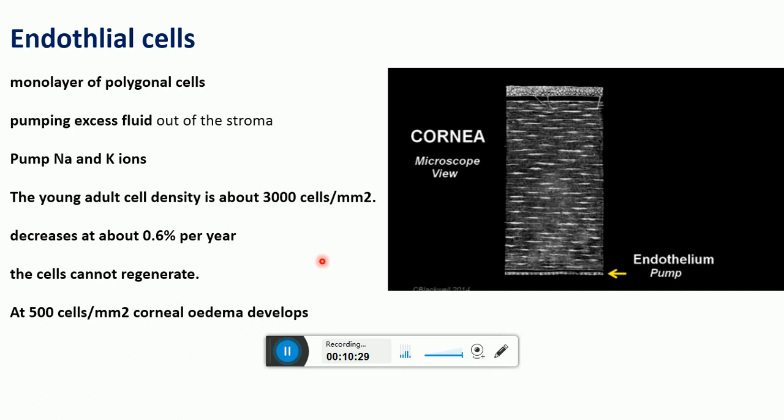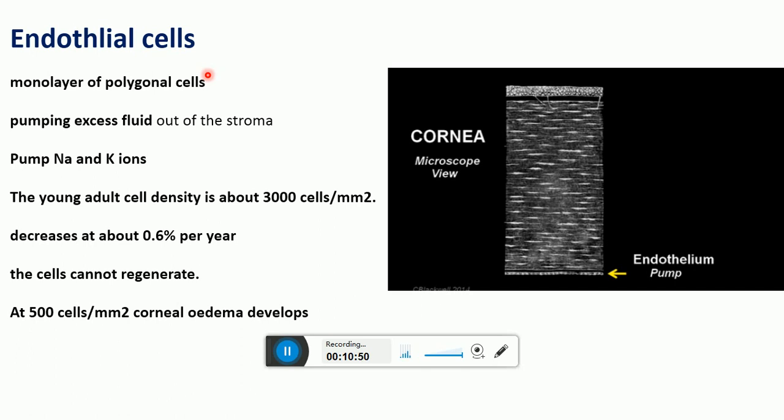The last layer is the corneal endothelium. The name endothelium is a misnomer. Basically, the corneal endothelium is a simple squamous epithelium. The shape of the individual cell is hexagonal, which forms a continuous mosaic pattern, best seen in specular microscopy.